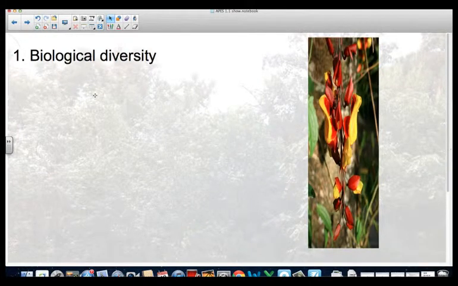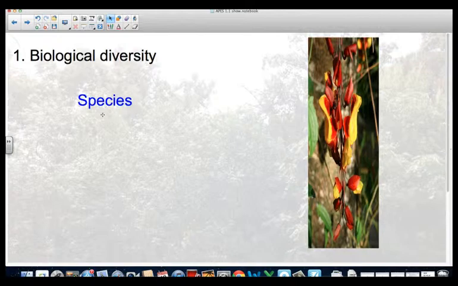So the first of these is biological diversity, and this is sort of what it sounds like. Diversity means how many different kinds of something there are. The first way we generally think about this is species diversity. We think about how many different organisms there are, how many different types of plants, how many different kinds of animals, all of those things in a specific area.